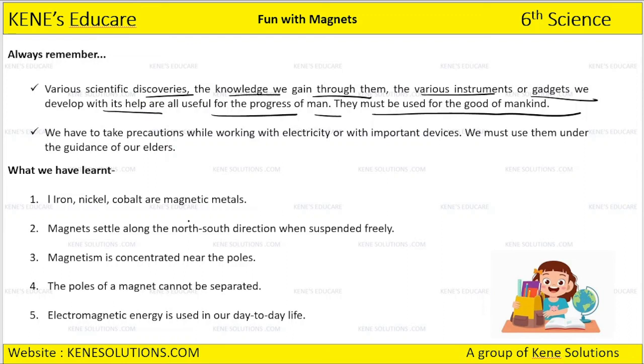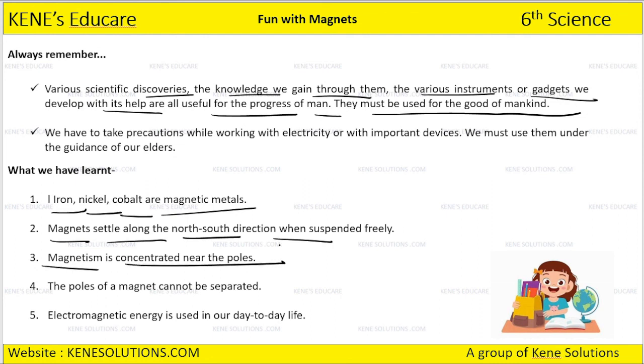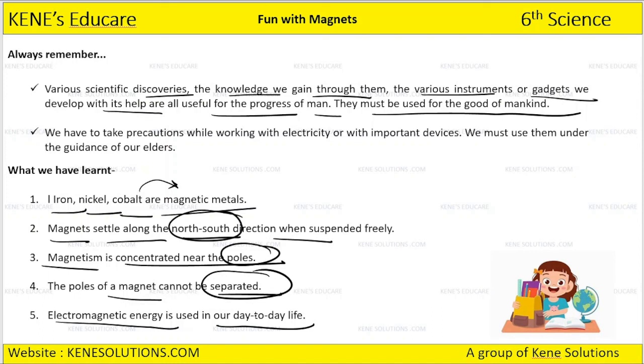Okay, so what we have learned: we know iron, nickel, cobalt are magnetic metals. Magnets settle along the north and south pole. Magnetism is concentrated near the poles. The poles of a magnet cannot be separated, and electromagnetic energy is used in our day-to-day life. So iron, nickel, cobalt, these are magnetic materials which get attracted to the magnet. Okay, हमेशा magnet north and south pole में settle होता है. उनकी जो magnetic strength है, it is always at the poles. They cannot be separated, and the electromagnetic energy is used in our day-to-day life.